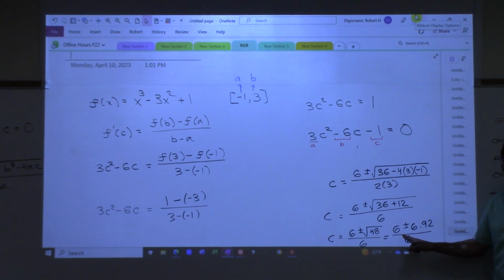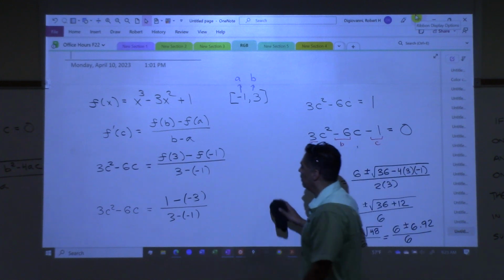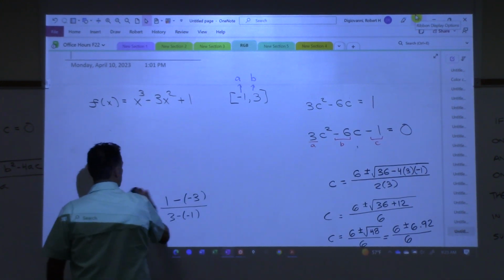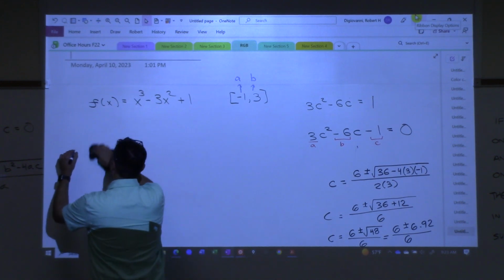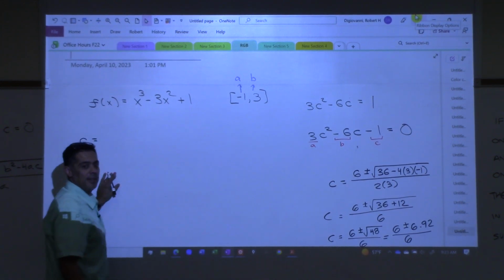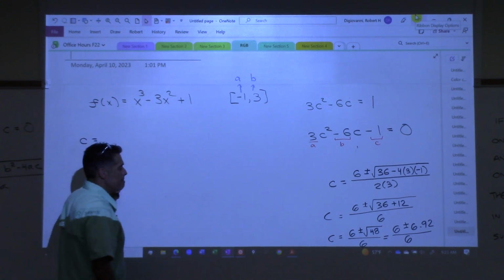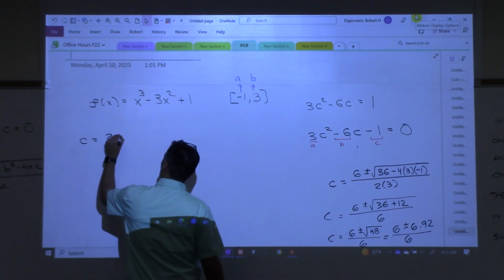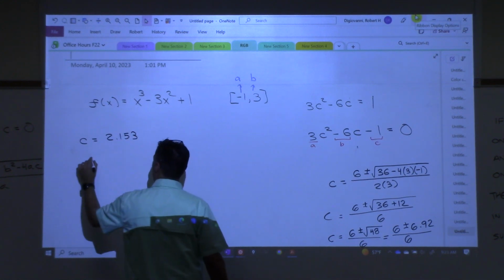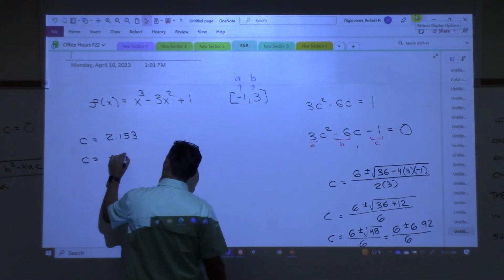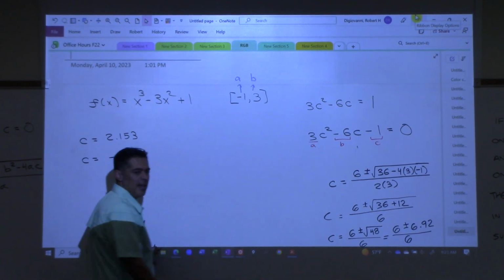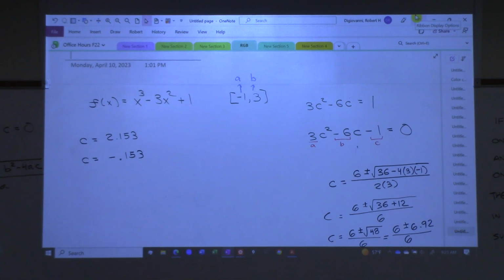And now I have to do 2 different scenarios. Do 6 plus this number, and then divide by 6, and then 6 minus this number, and divide by 6. So I need someone to help me out there. Anyone? Yes? For the first one, the plus, I got 2.153. 2.153, that sounds about right. For the second one, I got negative 0.153. Okay, that sounds right. We're about to check. So I got 2 answers, right? I should expect 2 answers with the quadratic formula.